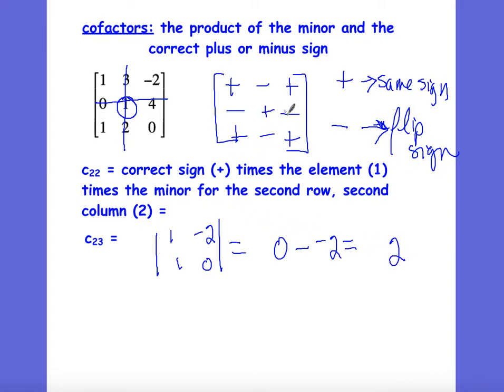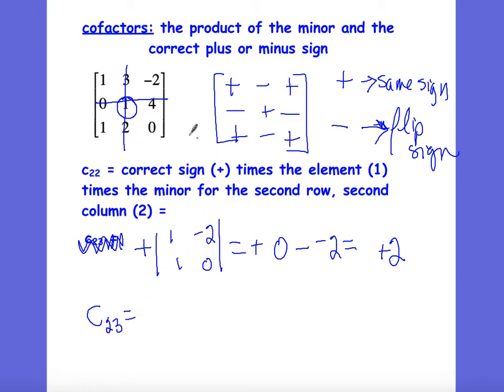Now notice on my chart here, for second row, second column, there's a plus. That means I have to put a plus in front here. So whatever I do to the final sign, I've got to keep it the same. So this stays plus 2. So this was for 2, 2. And now we're going to do C, 2, 3.